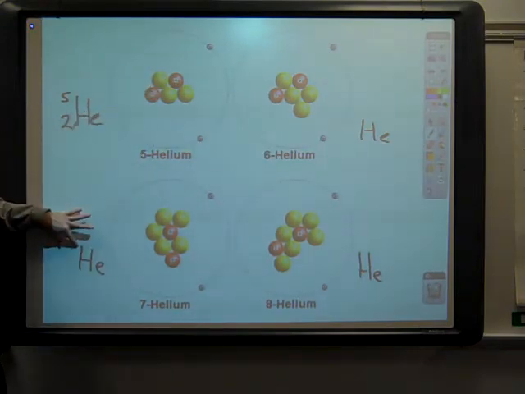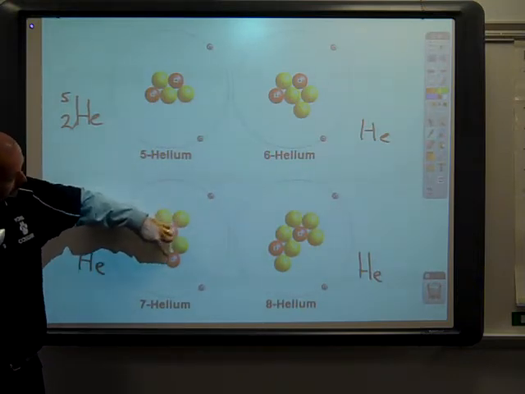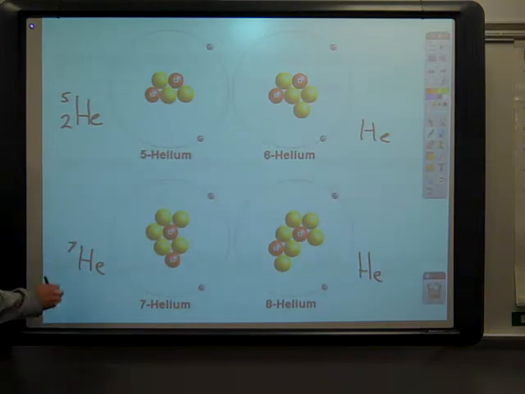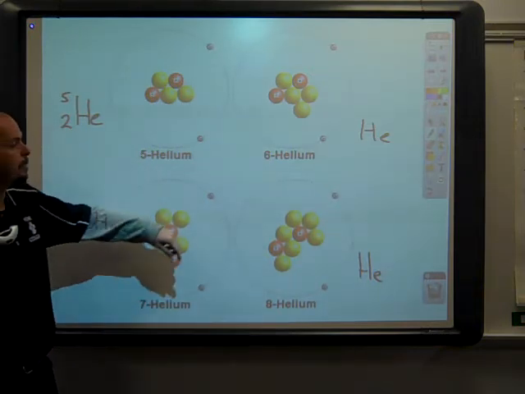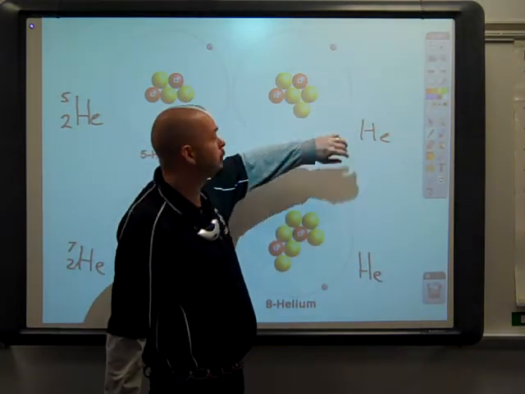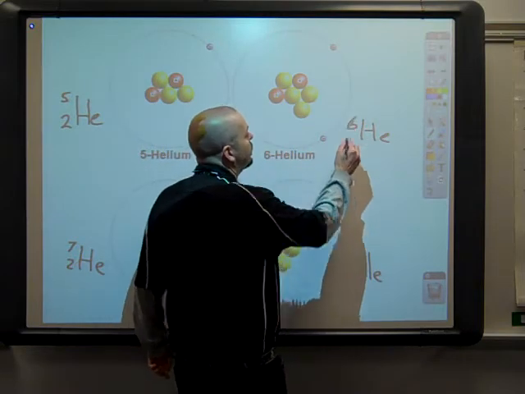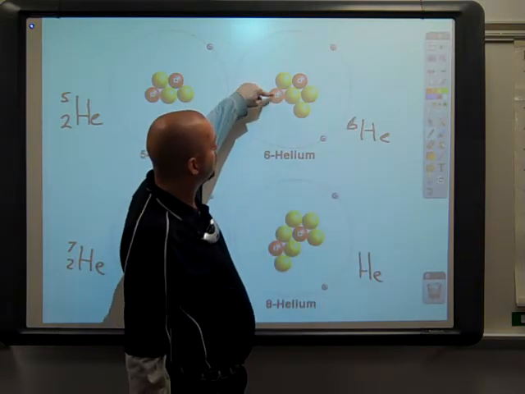Again, the number that goes on top is the mass, that's the total number of particles. 1, 2, 3, 4, 5, 6, 7. The number that goes on the bottom is the number of protons, 2. Again, the number that goes on top is the total number of particles, or the mass. 1, 2, 3, 4, 5, 6. The number that goes on the bottom is the number of protons.